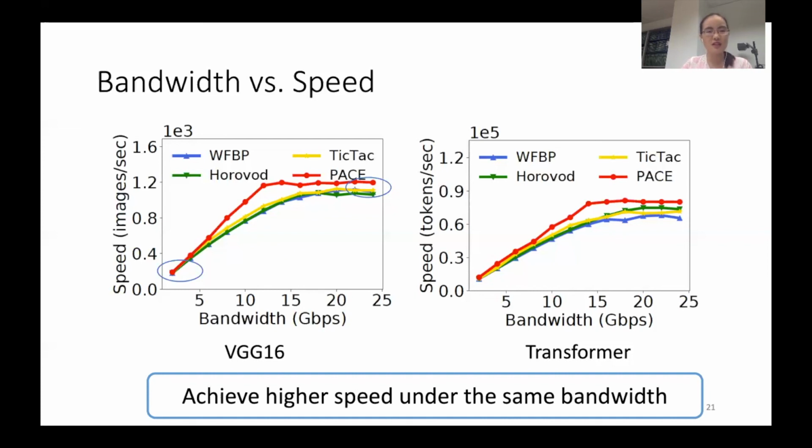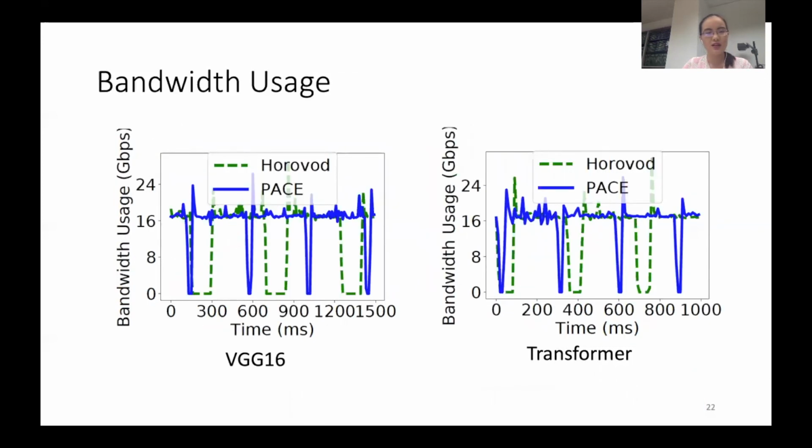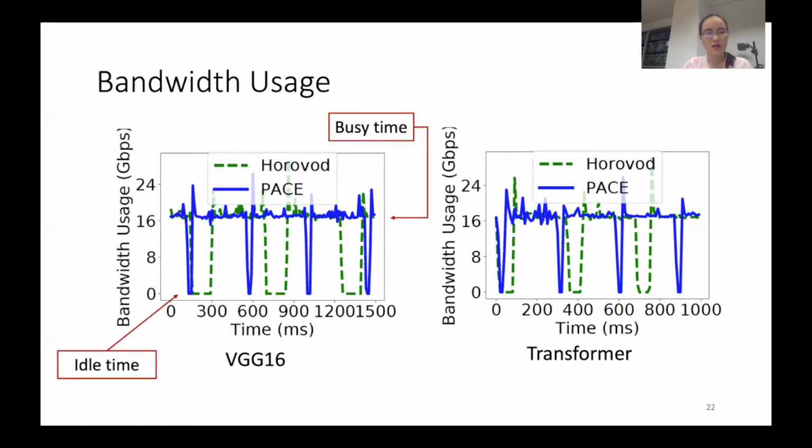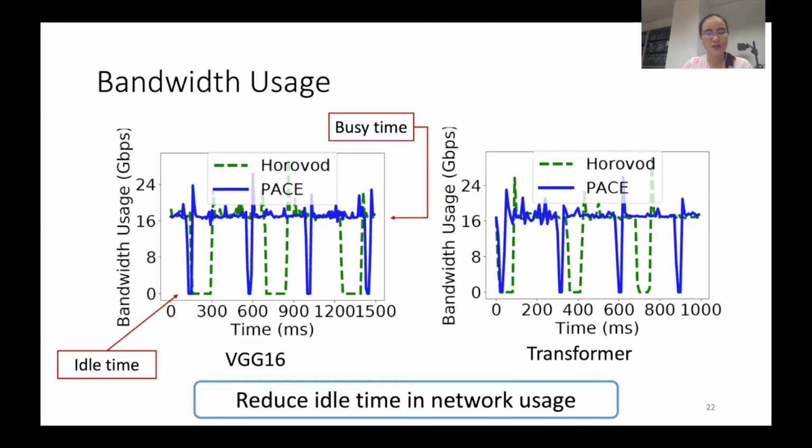However, in the production cluster, the computation power of the GPU they have is much larger than what we use in our experiment. So we can still make a lot of improvement at a higher bandwidth in the production cluster. Last, we show the bandwidth usage in the training process by showing how much bandwidth is used at different times. We can find that our approach reduces idle time in the network usage, which means our approach has higher bandwidth utilization than the default Horovod.